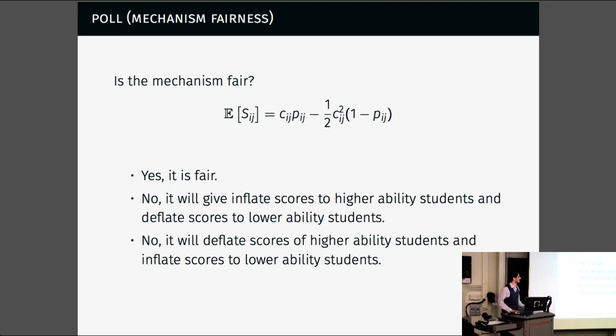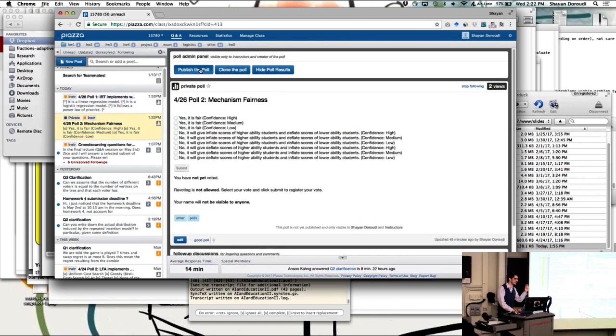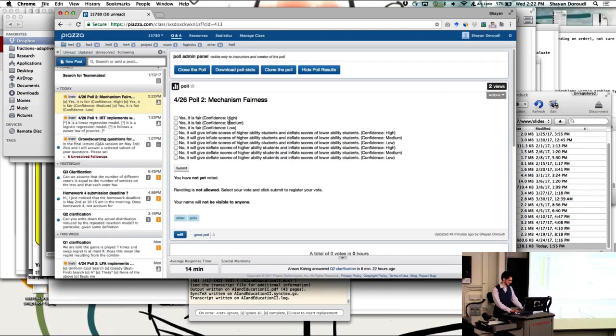So either you think yes, it is fair, or no, it's going to inflate scores of students with higher ability and deflate scores for students with lower ability. Or no, it's going to deflate scores of students with higher ability and inflate scores of students with lower ability. But there's going to be a little trick to this: I'm going to make this a meta poll. You're also going to give me the confidence of your answer, just to make this more fun.